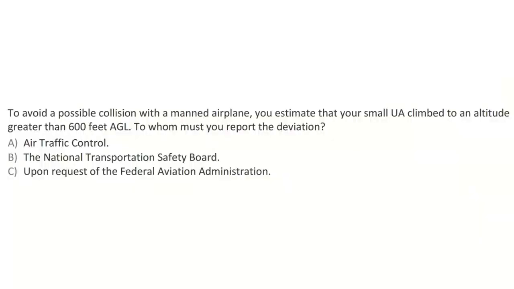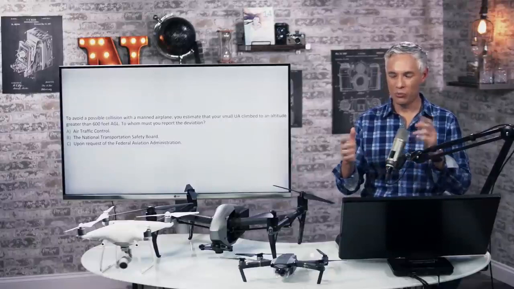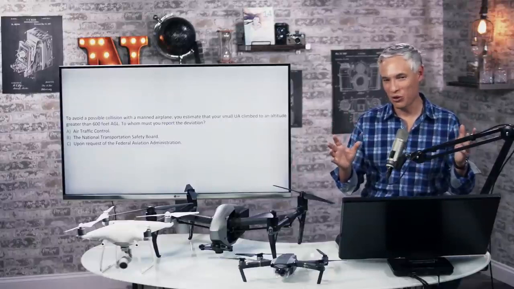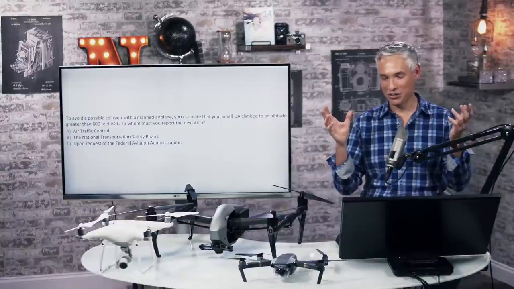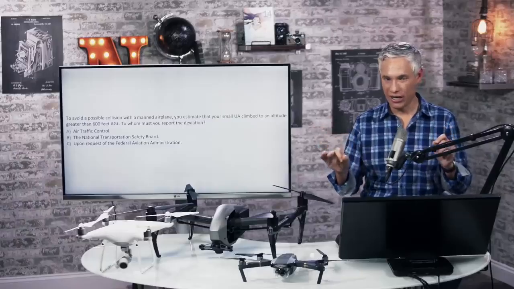To avoid a possible collision with a manned airplane, you estimate that your small UA climbed to an altitude greater than 600 feet above ground level. So they're saying in this scenario, a plane was coming at you or something, and you decided it was wise to fly up to 600 feet, breaking the law. To whom must you report the deviation? The answer here is C, upon request of the FAA.